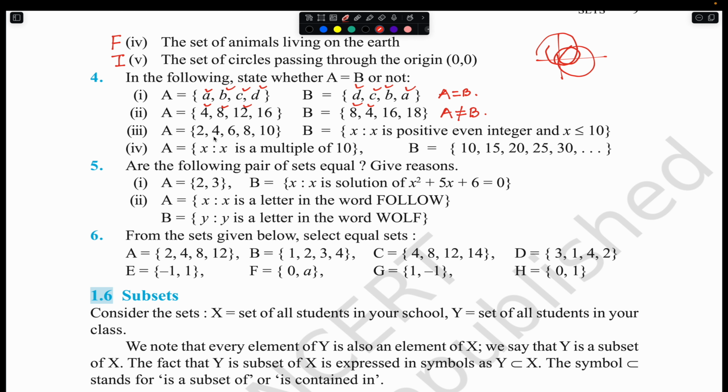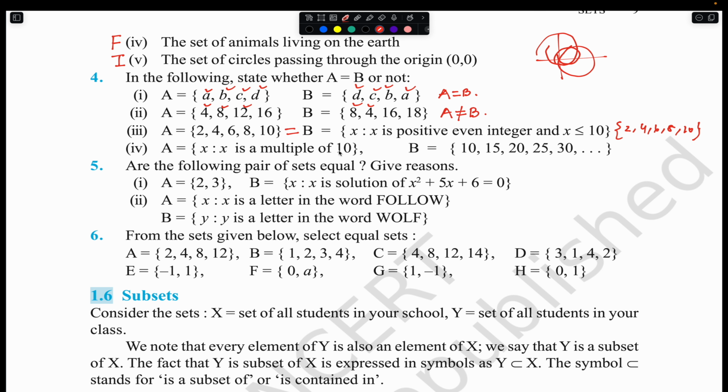Similarly, you have 2, 4, 6, 8 and 10. And x is a positive even integer, less than or equal to 10, right? Positive even integer less than or equal to 10 is going to be 2, 4, 6, 8 and 10, right? So these two sets again are going to be equal.